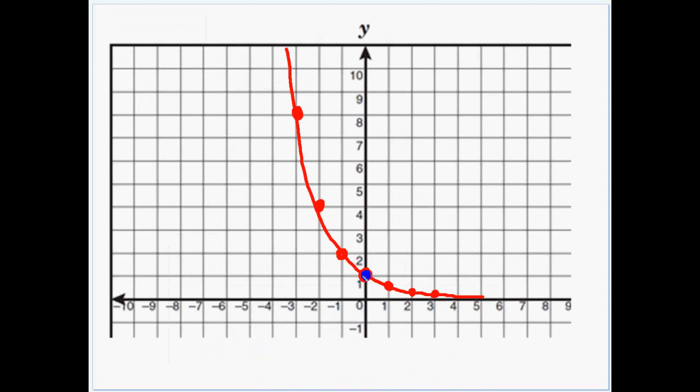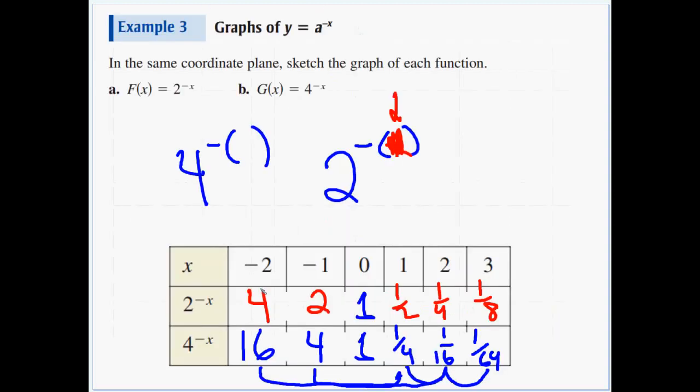So again, the y-intercept is the same, but now at -1, we're up to 4. At -2, we would be up to 16, which is well off the graph. So this one's going to come in like this. And then we'll have our 1/4, 1/16, 1/64. Again, our blue line will be under that red one.